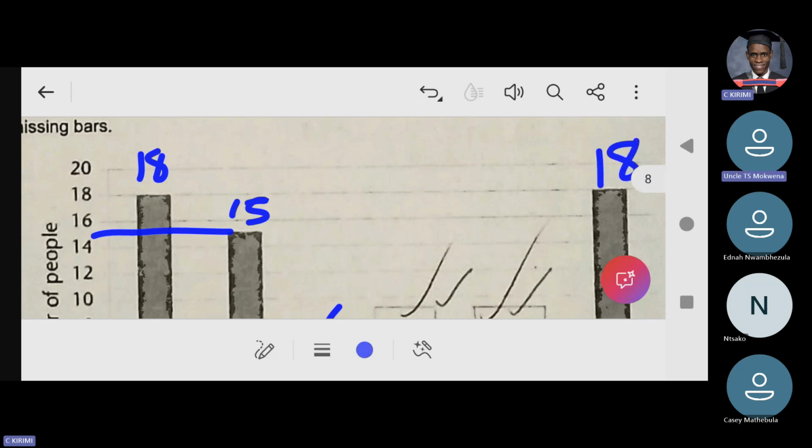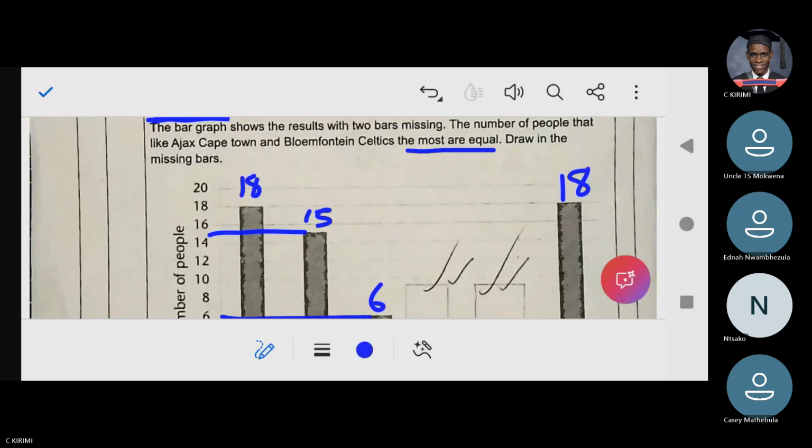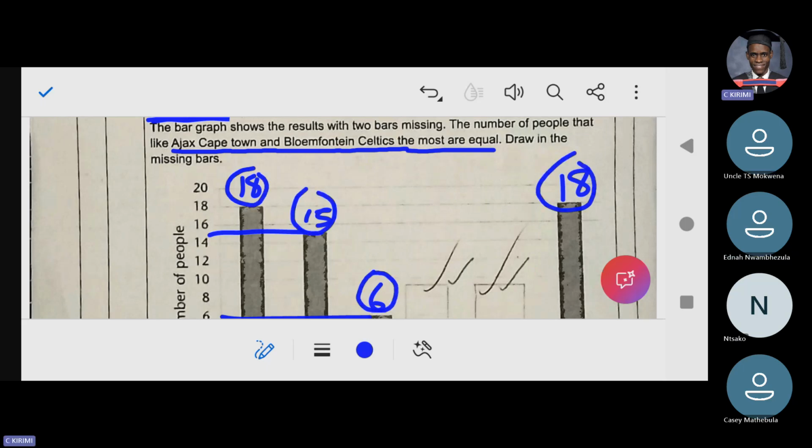So for you to draw the missing bar graphs, you were told that those bars are supposed to be equal. People who are supporting Ajax Cape Town and Bloemfontein Celtic are equal. So first you add these numbers and see what you are going to get. 18 plus 15 plus 6 plus 18. 18 plus 18 is 36. 36 plus 6 is 42. 42 plus 15 is 57. All these people who were asked were 57. But we were told that how many people were asked in total?